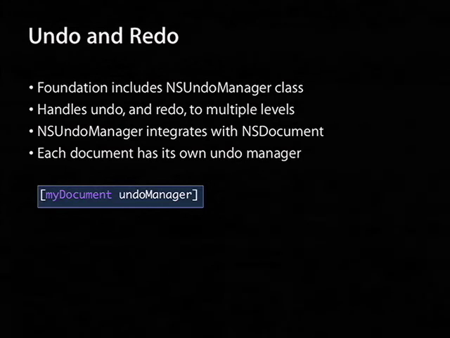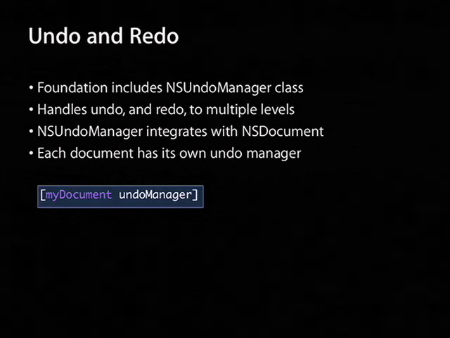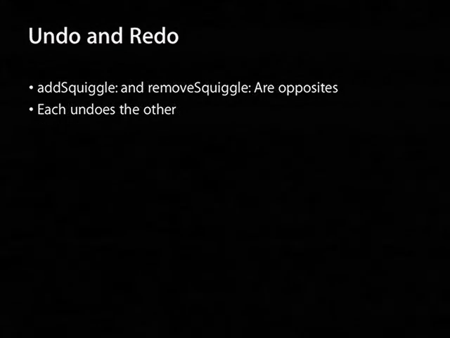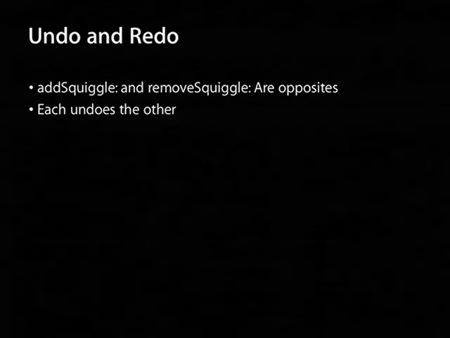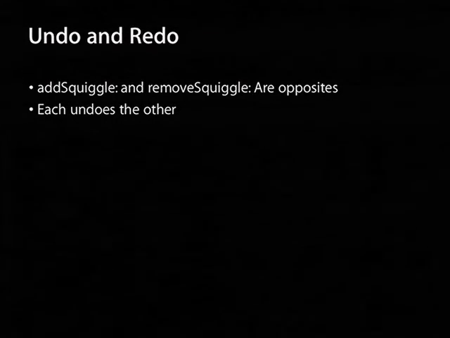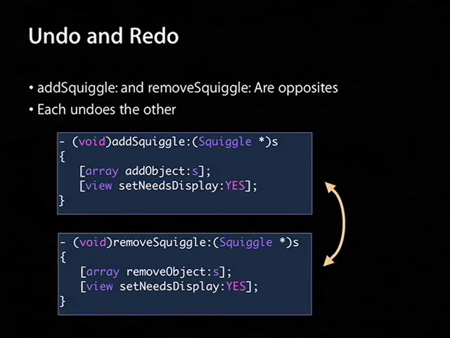But Cocoa gives you an undo class for free. It's called the NSUndoManager, and it will handle undo and redo to multiple levels. But it also does more than that. NSDocument will hook into undo, for example, to know if the document has unsaved changes. And every document has its own undo manager. You can get at it by calling the undoManager method of NSDocument. So in our application, we have this addSquiggle and removeSquiggle, and these methods are inverses of each other, right? Each method will undo the other one.